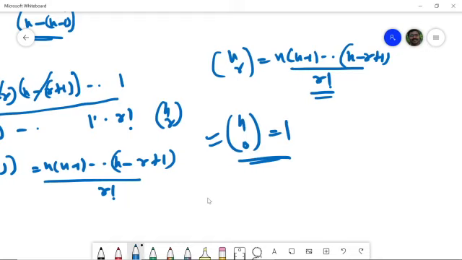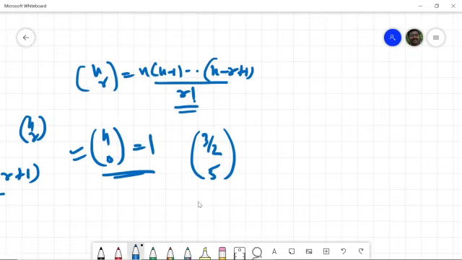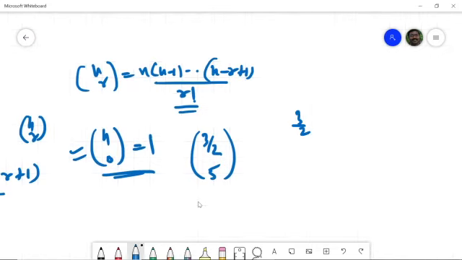Let us try to understand what (3/2)C5 is. Can you write down what (3/2)C5 is? It is 3/2 into (3/2 minus 1), and so on. Up till how much should you write? You should write till 3/2 minus 5 plus 1, that is, up till 3/2 minus 4.